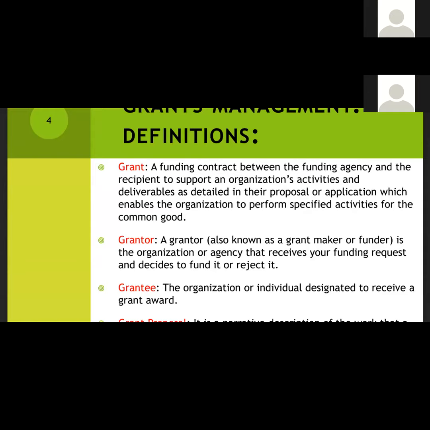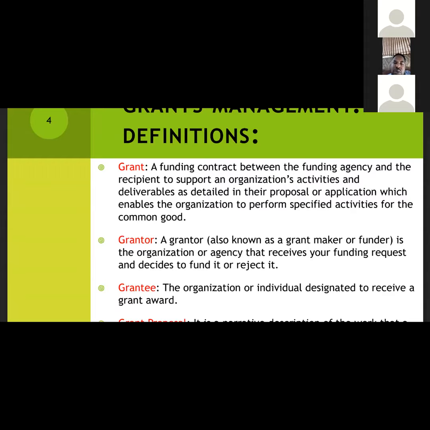And one of the definitions we are going to start with today is specifically what we mean by grant. When you talk about a grant, we're simply referring to a funding contract between the funding agency and the recipient to support an organization's activities and deliverables as detailed in their proposal or application. Because remember, in the grant management process, you either get a grant through an application, or you get a grant through a proposal. Those are the two main ways in which you can access a grant.